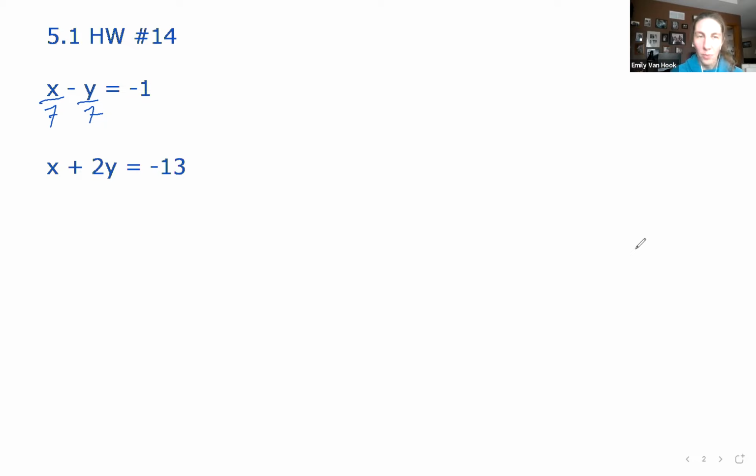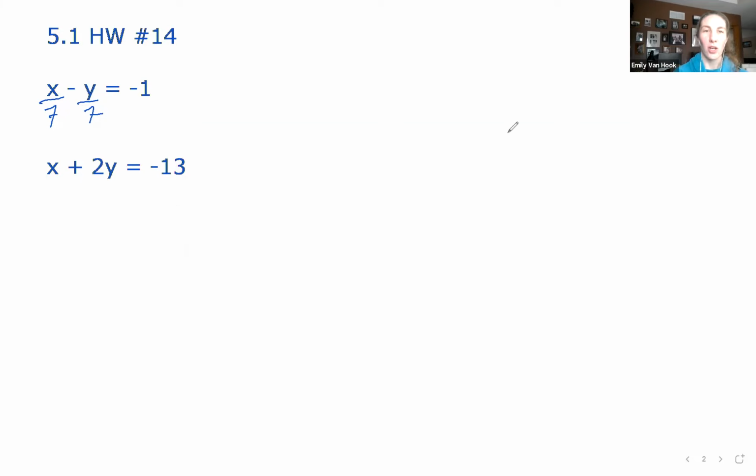This is my version of this problem. Yours will be different probably. And then my second equation is x plus 2y equals -13. So just a reminder about clearing fractions, which is really what we probably want to do for that first equation. Whatever your common denominator is, just multiply your whole equation by that number.